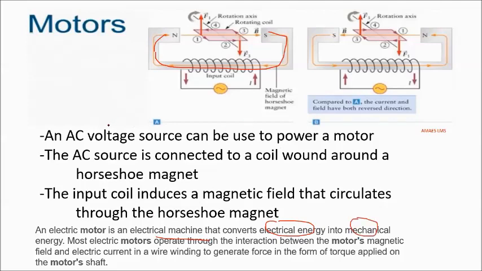Okay, so an electric motor is an electrical machine that converts electrical energy to mechanical. So yung generator kanina, it converts energy from mechanical to electrical energy. So yan ang kaibahan between motors and generators. So most electric motors operate through the interaction between the motor's magnetic field and electric current in a wire winding to generate force in the form of torque applied to the motor shaft.